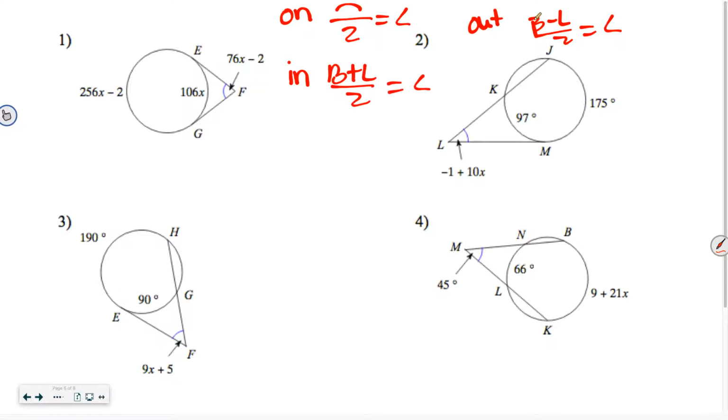So notice with these formulas, they're all divided by 2, but in one we have a big arc and a little arc. We add them in one, we subtract them in one, and in one we just have one arc. So the first thing I do is find out where my vertex is. Here, my vertex is outside. All 4 of these problems have the vertex on the outside, so they're all going to follow the outside formula, which is big minus little divided by 2 equals the angle.